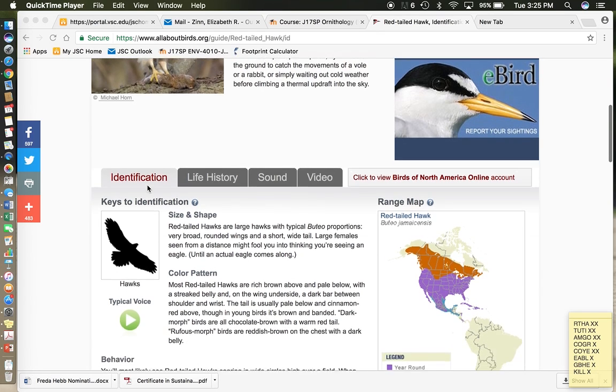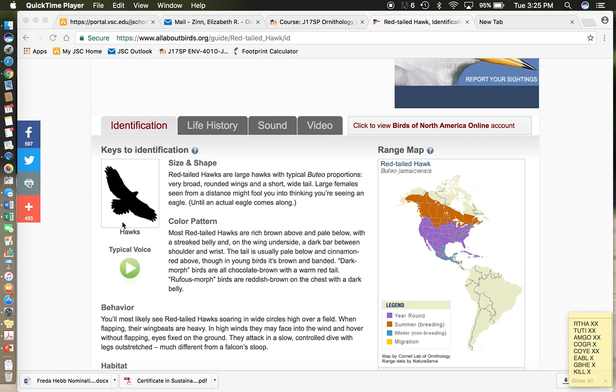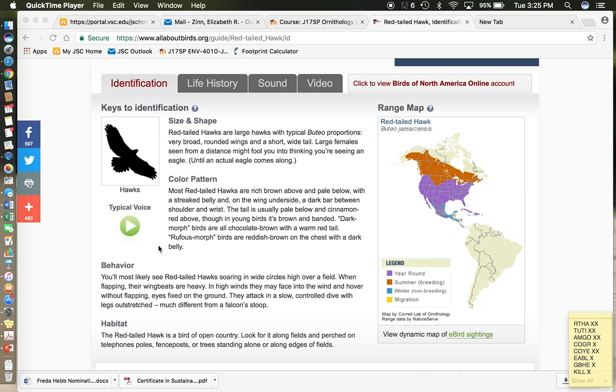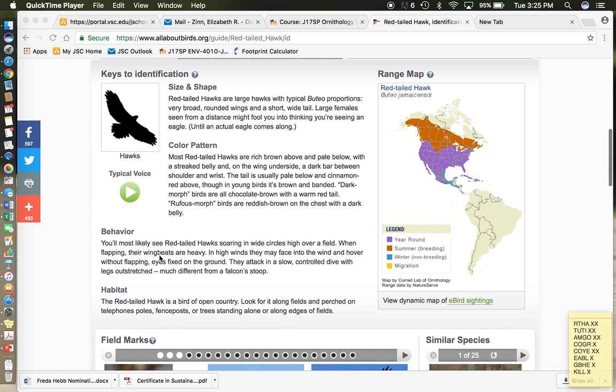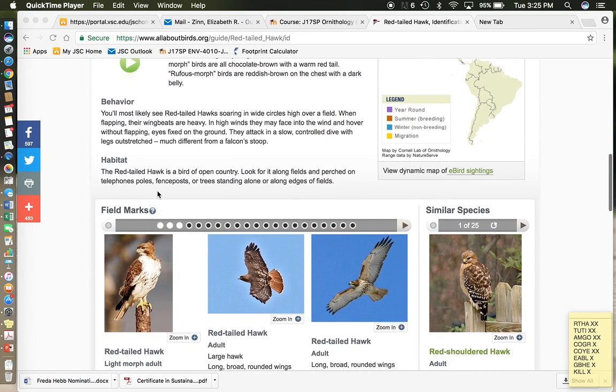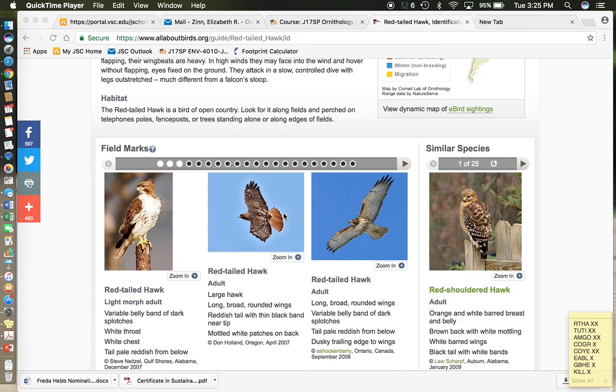I want to look at the silhouette on this one. Red-tails belong to a group of hawks called buteos. Buteos have wide, thick, sort of rounded wings, and they also have a wide, spread out tail when they fly. So it's good to know the difference between a buteo and another kind of hawk called an accipiter, which we'll see in a week or two. So it's a buteo, and of course it does have the distinctive red tail in the mature adults.